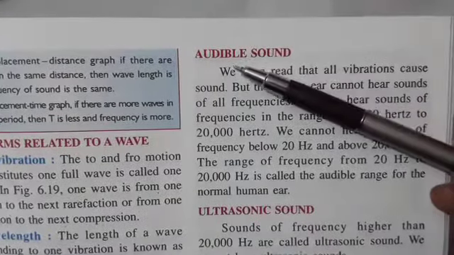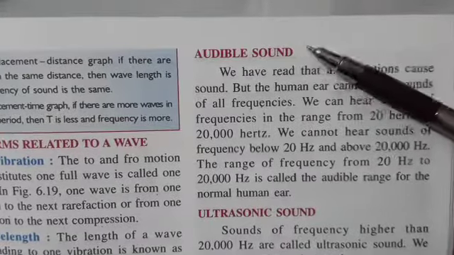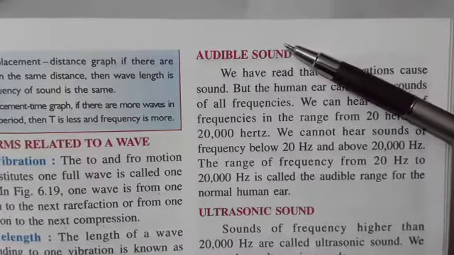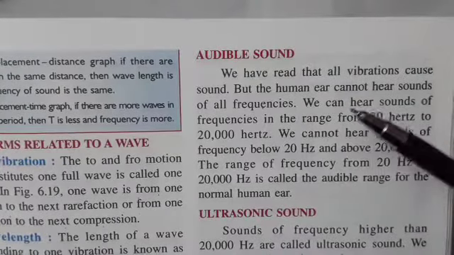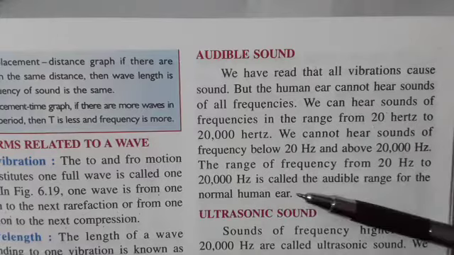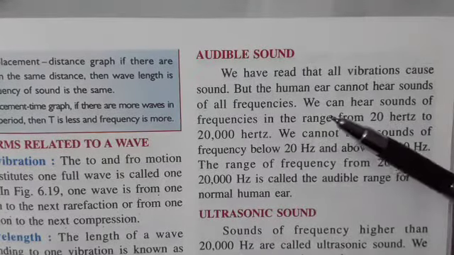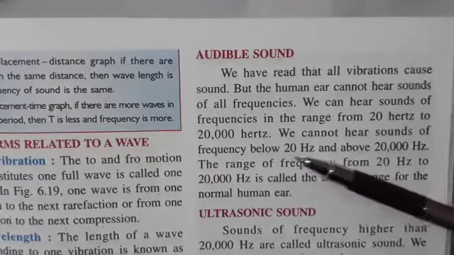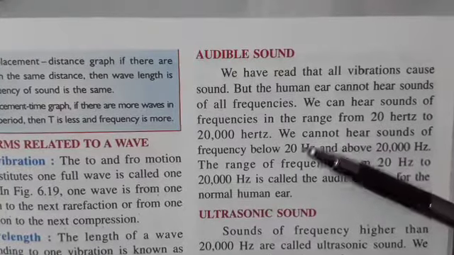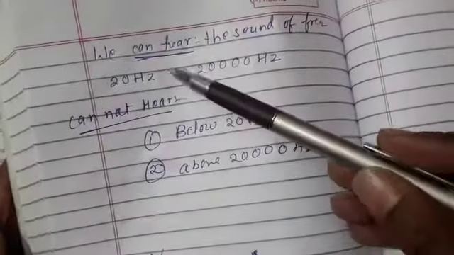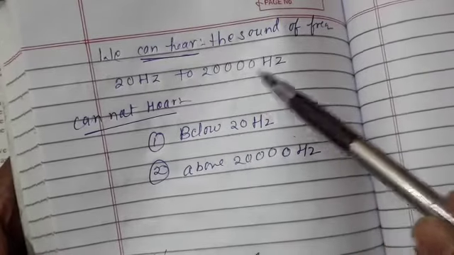Class, our today's new topic is audible sound. Audible sound means, when we are talking about sound, we are talking about the specific frequencies of sound which we can hear. There are some specific frequencies which we human beings can hear, but there are so many frequencies which we are not able to hear. We can hear the sound of frequencies between 20 Hz to 20,000 Hz.